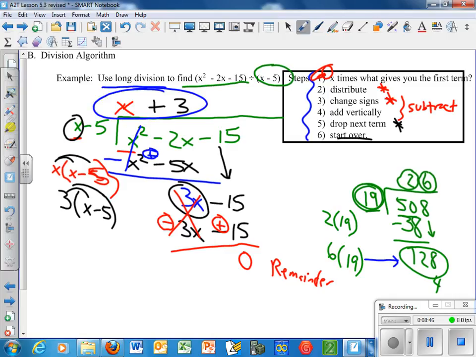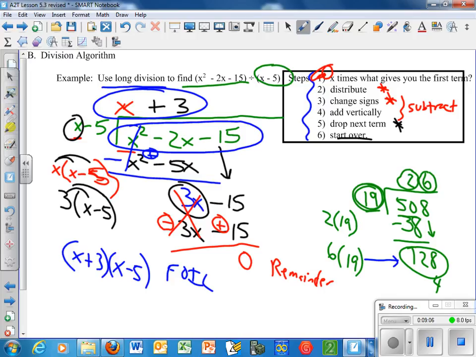So really what you're saying is, if I had x plus 3, and I multiplied it times x minus 5, you'd FOIL that. You could check this if you wanted to, I'm not going to go through that whole process. If I actually multiplied that, I would get x squared minus 2x minus 15, which is what we had right here. Okay, so it's very similar to numeric long division.